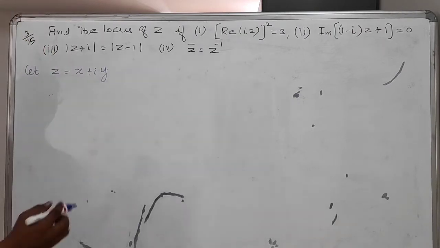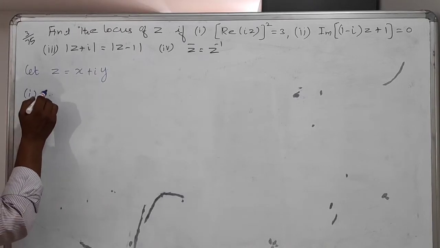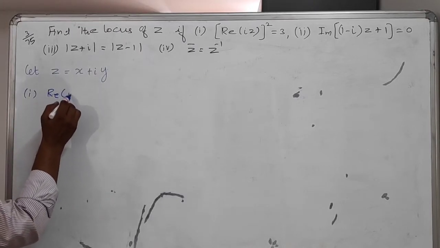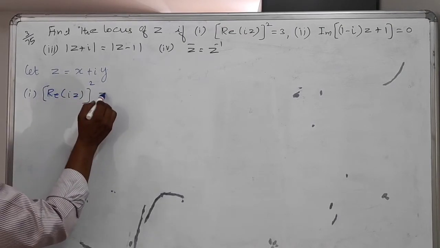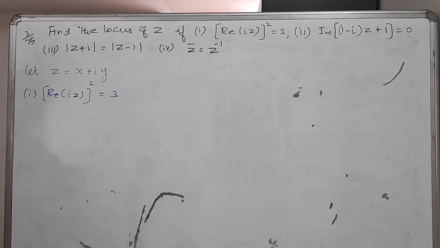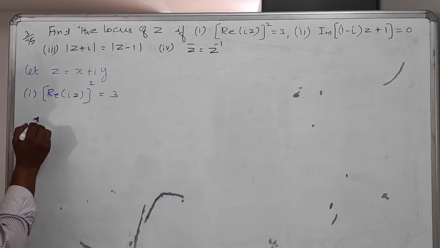Now after defining this, let us go for the first subdivision. What's the first subdivision? Real part of iz, the whole square, is equal to 3. Therefore, first you have to find this real part of iz, that is, consider iz.